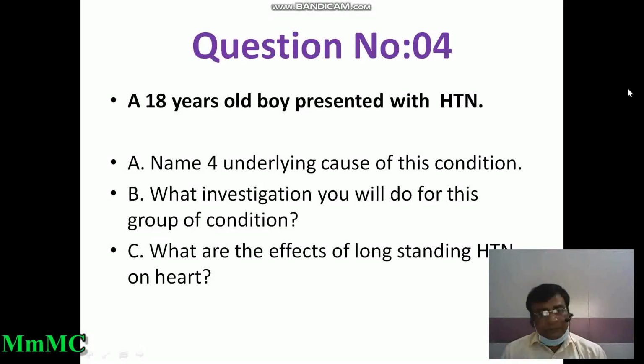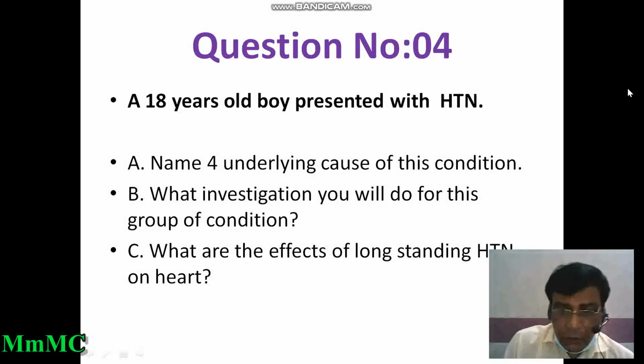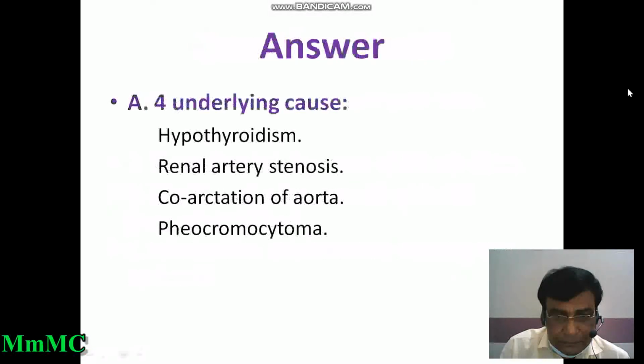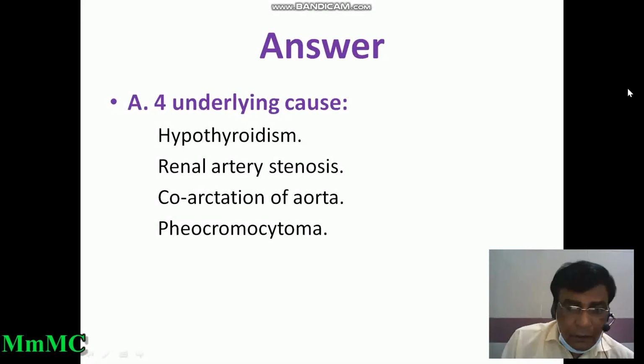Now 4. A 18 years old boy presented with hypertension, and name 4 underlying causes of this condition. Underlying causes are hypothyroidism, renal artery stenosis, coarctation of the aorta, and pheochromocytoma.